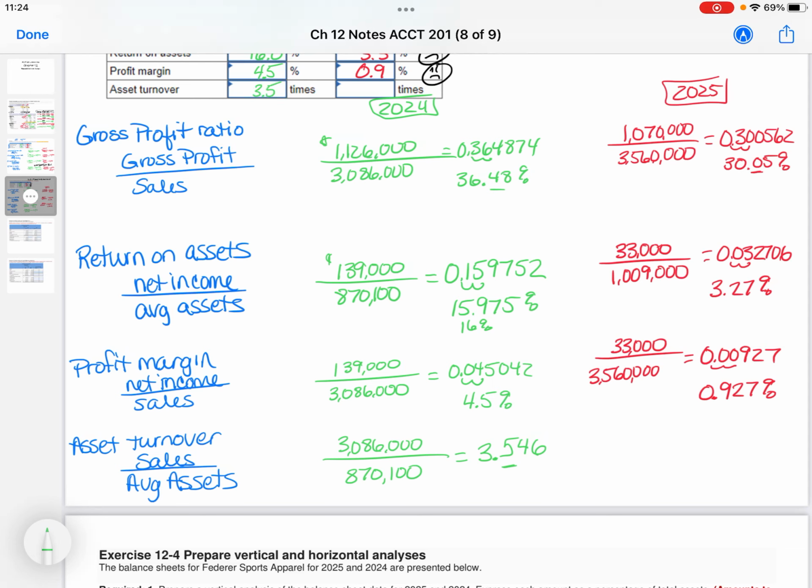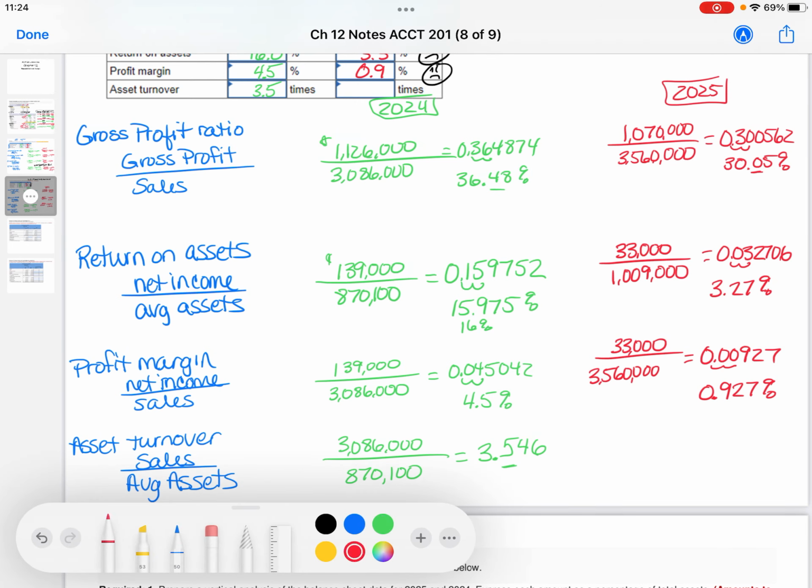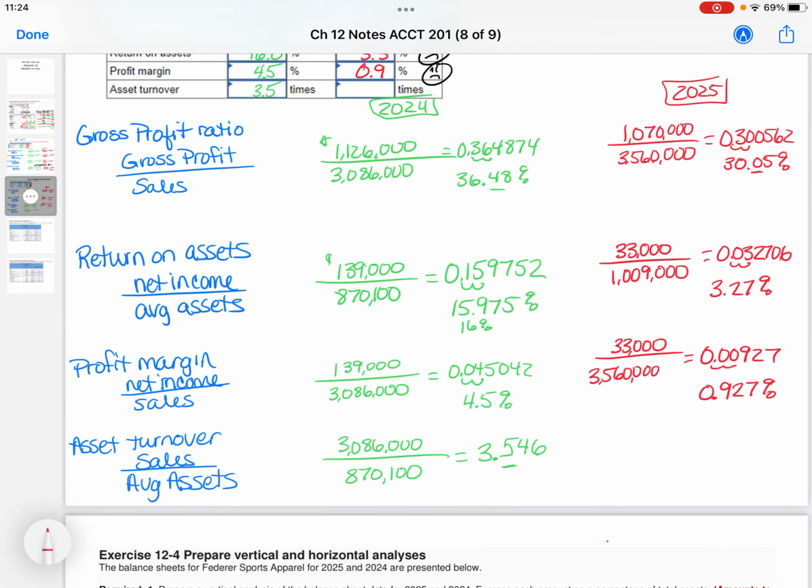Now, of course, you might have suspected that this year is going to be worse, right? The current year. But believe it or not, let's take a look. I'm already looking at the answer, so I'm kind of cheating here. But let's take, again, the sales, divide it by average assets, and you'll end up with a similar number.